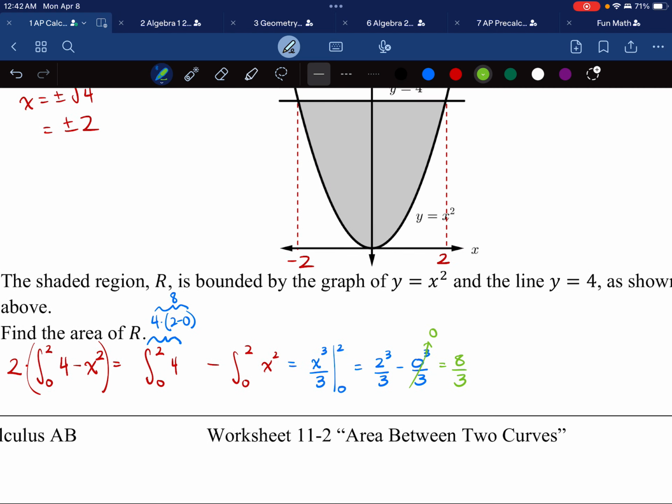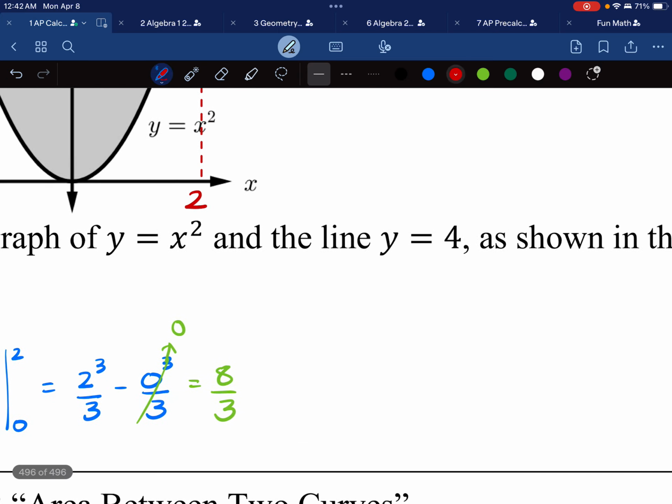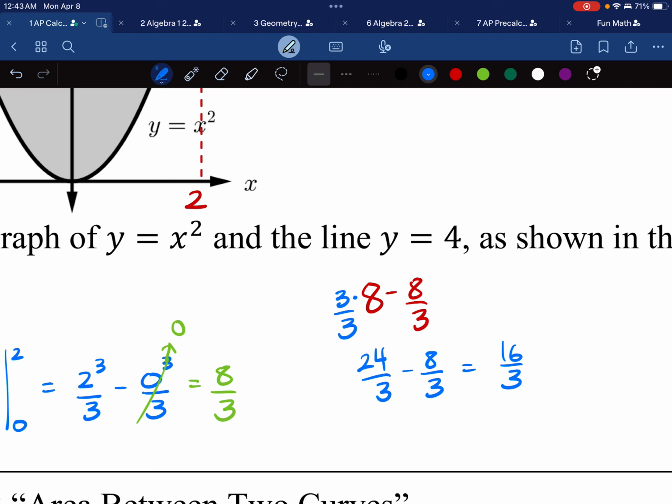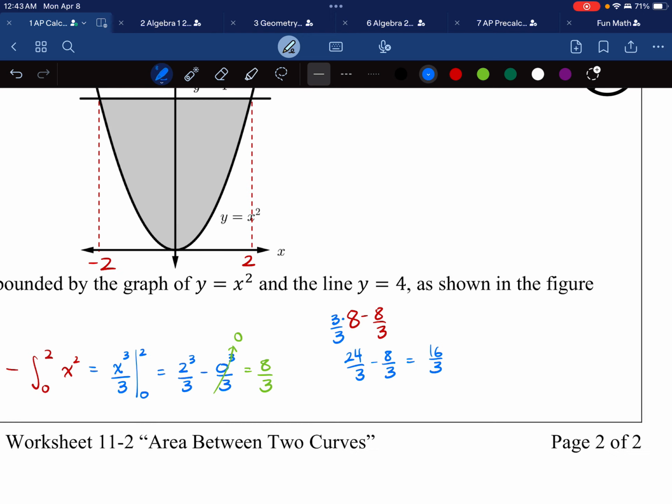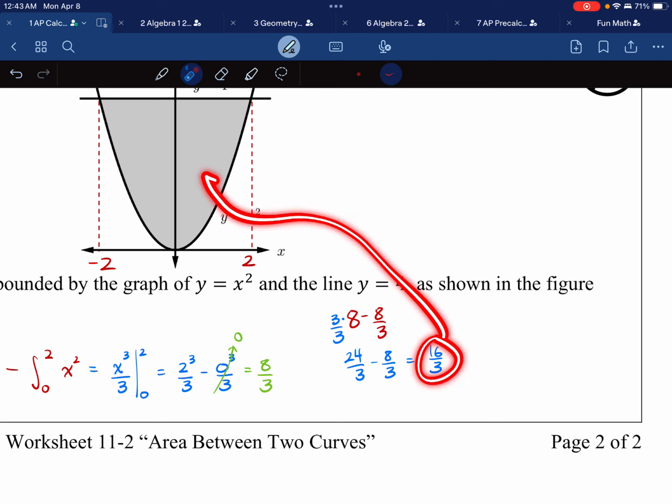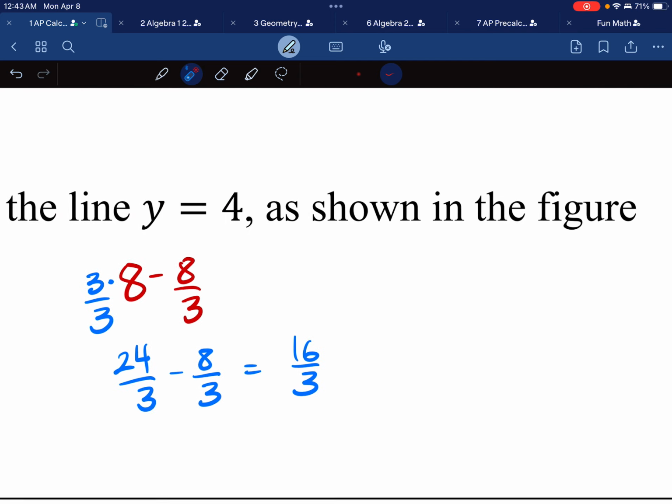So what did we figure out? We're doing 8 minus 8 thirds. What we're left with is 8 minus 8 thirds. Once we find that, we're going to multiply it by 2, but for now, let's get like denominators. Multiply 8 by 3 over 3. I get 24 thirds minus 8 thirds, and that's 16 thirds. But wait, we need to multiply that. Just before I go too fast, 16 thirds is this area right here.